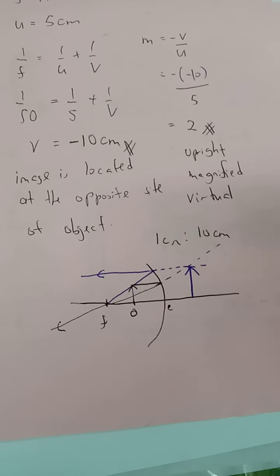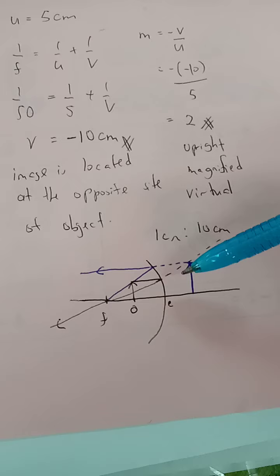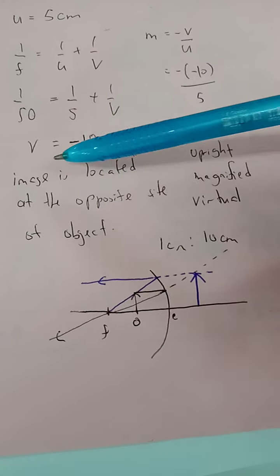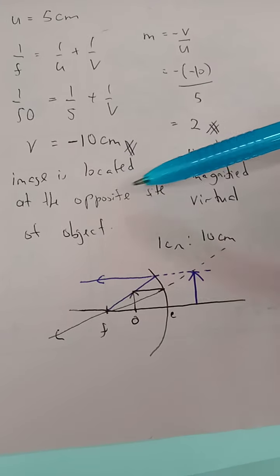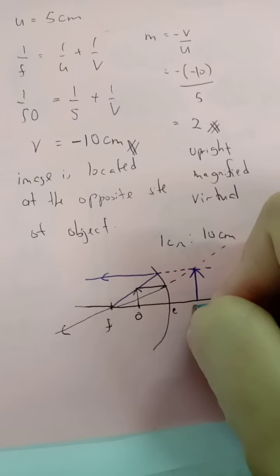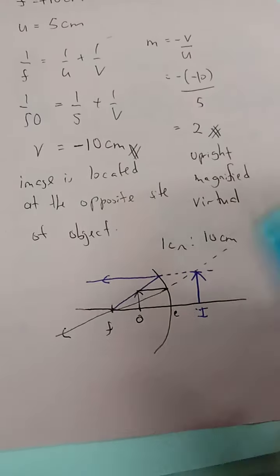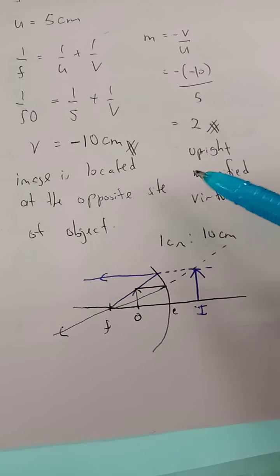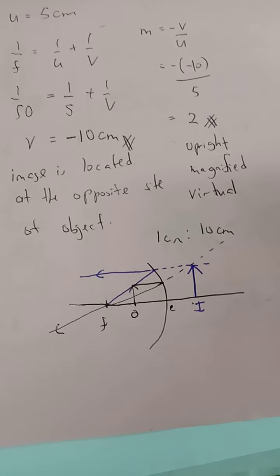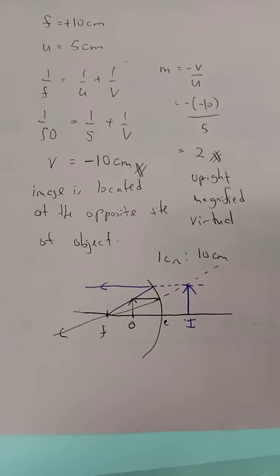We can verify our diagram with the calculation. You get a negative answer, meaning that the image is located at the opposite side of the object. So here's the object, here is the image, opposite side. It's upright, it's magnified, and it's virtual. So that's how we do it.